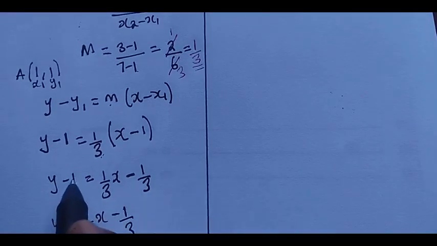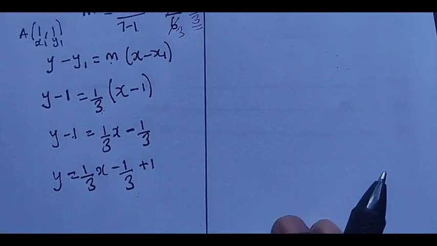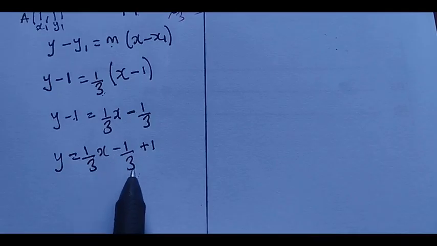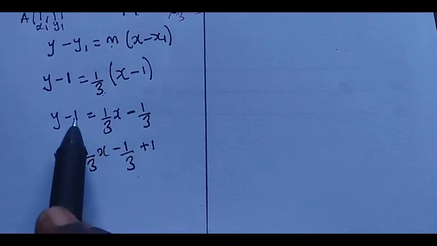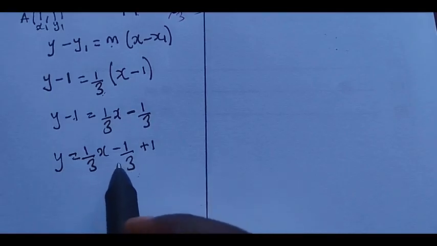So this negative 1 will come this side. It will be a positive 1, like this. Okay, that is what we have. 1 over 3x minus 1 over 3 plus 1. So this plus 1 is coming from this side. Okay, so here what we can do is this.